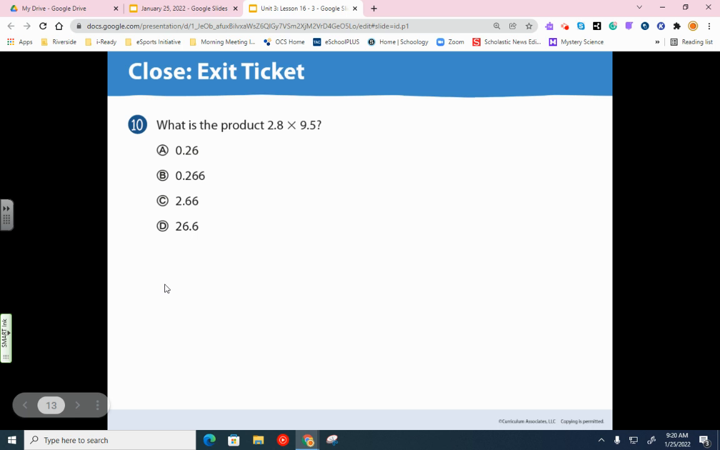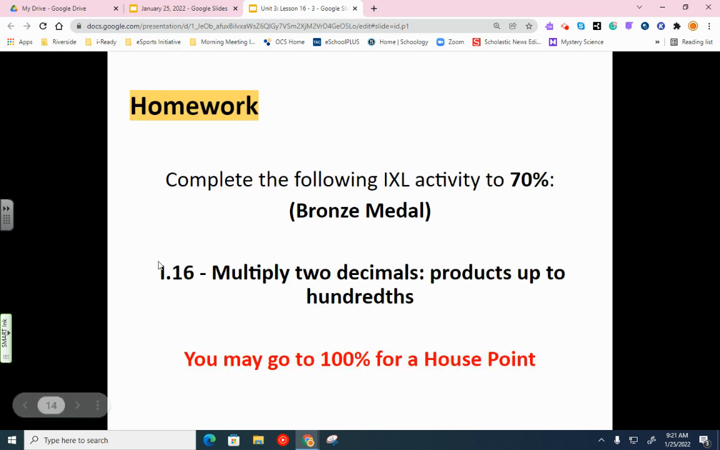All right, your classwork for today is going to be I-16, multiply 2 decimals, products up to hundredths. You will have to do these on a separate sheet of paper. You're not really going to have the option to do this one in your head. You're going to have to actually work the problems out. Work up to 70 to get full credit for this lesson.